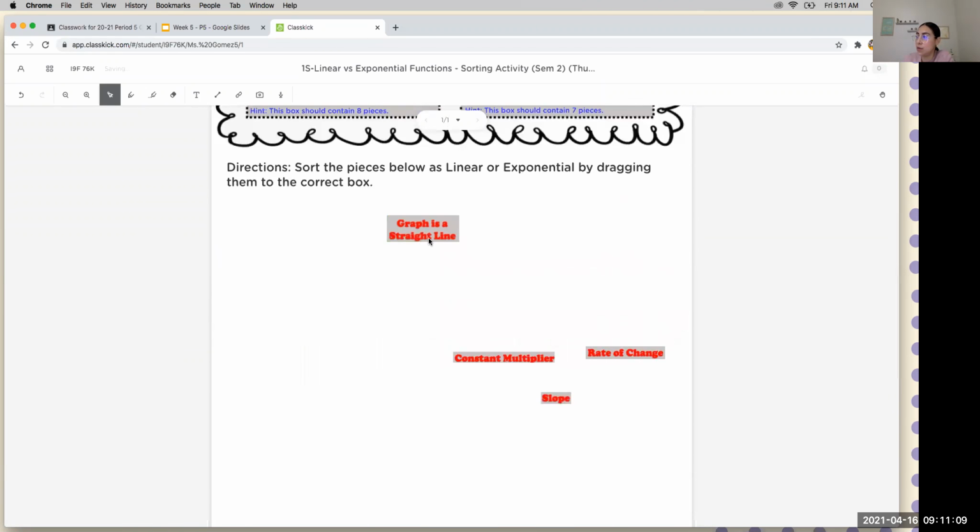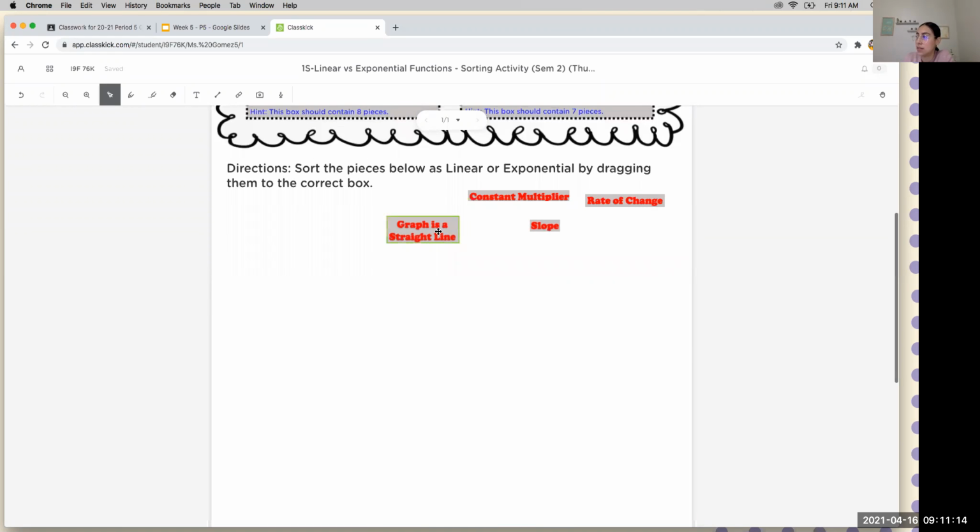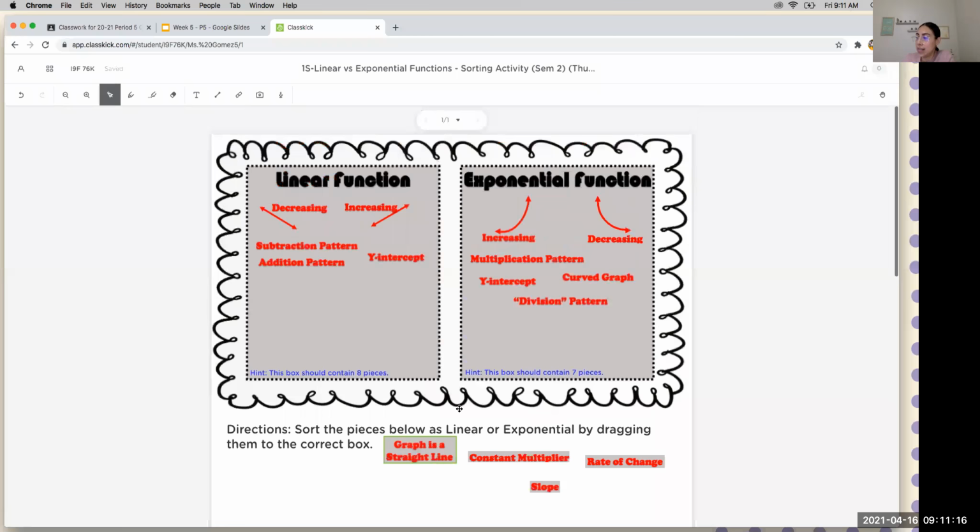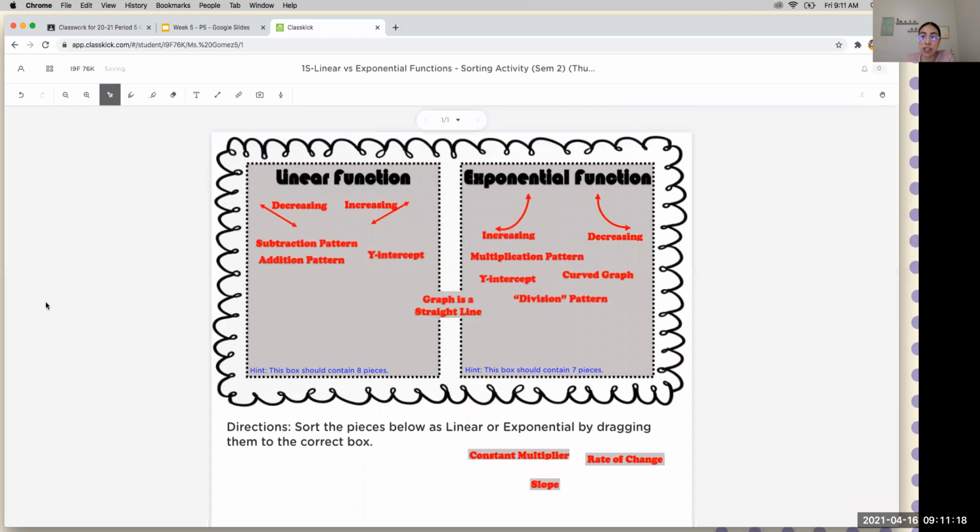All right, let me bring these up so I don't have to constantly come down. All right, next one. The graph is a straight line. This one might be pretty obvious for you guys, but it has the word line. Line, thumbs up, linear, clap, exponential. Yes, this is a straight line is linear.